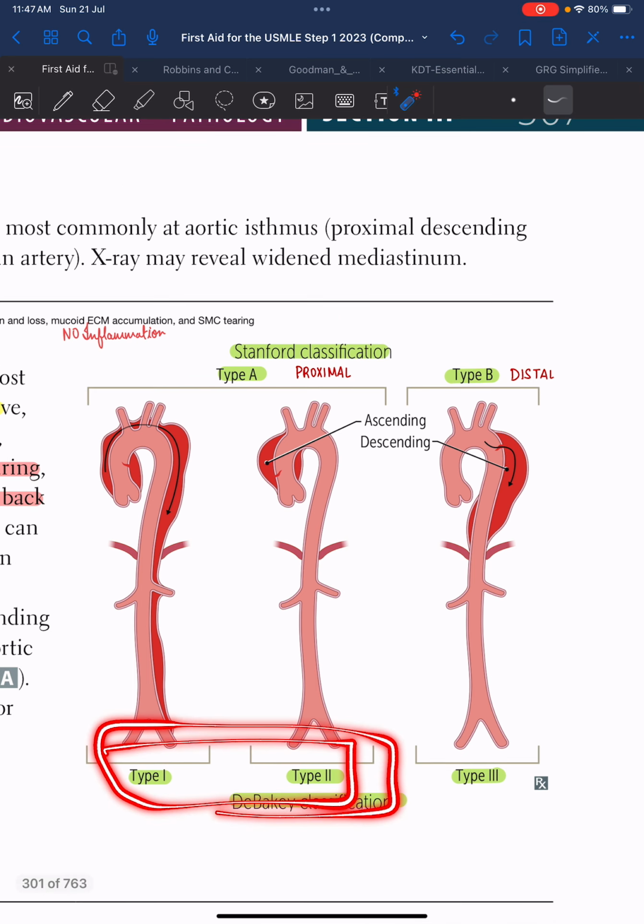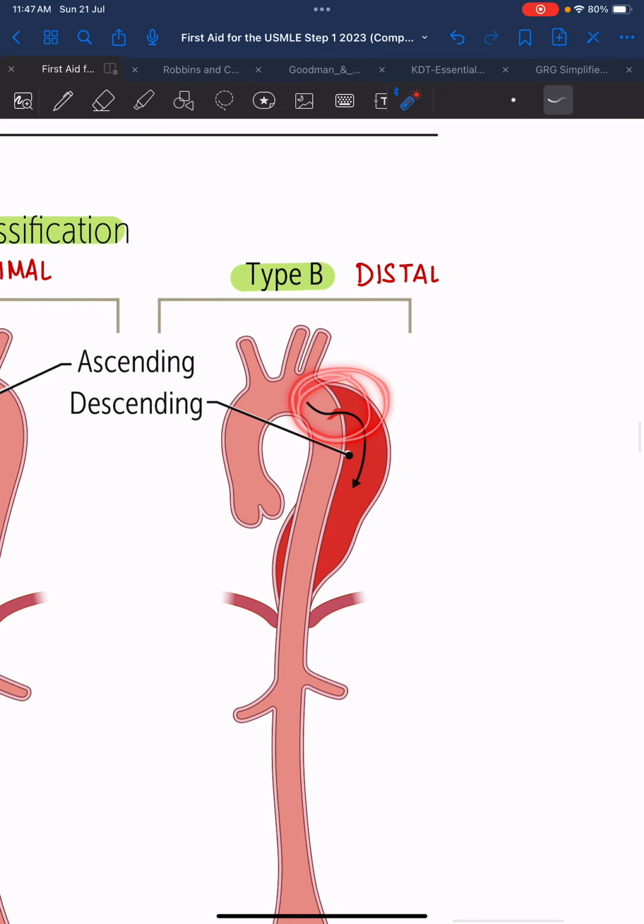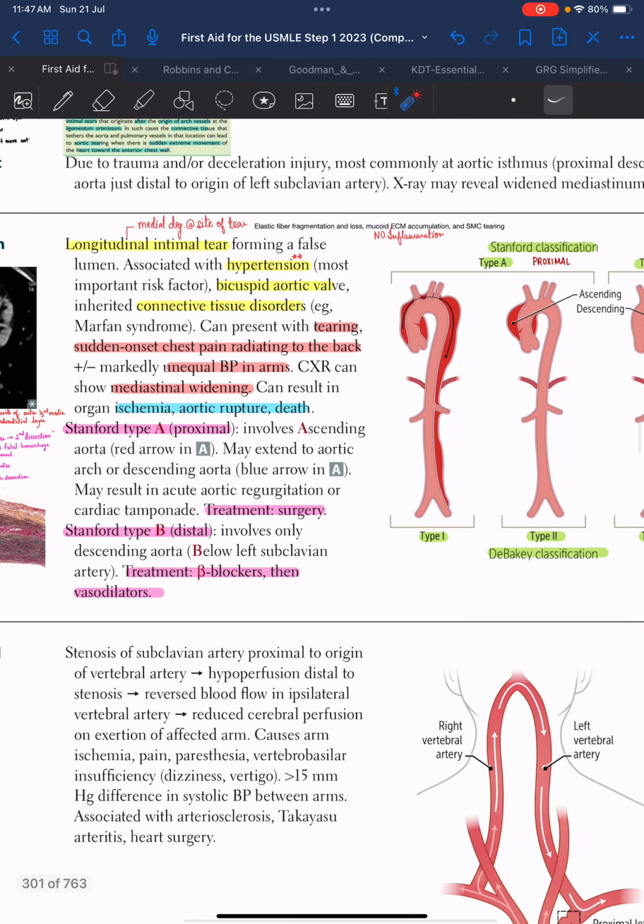Combined type 1 and type 2 DeBakey, where the tear is basically on the proximal side, is known as type A in the Stanford classification, and the distal tear is basically type B in the Stanford classification. Why are we classifying? The treatment for Stanford type A is different from type B. For type A, the definitive treatment is surgery, okay, and for type B the line of treatment is not surgery, but beta blockers, and then we give vasodilators.